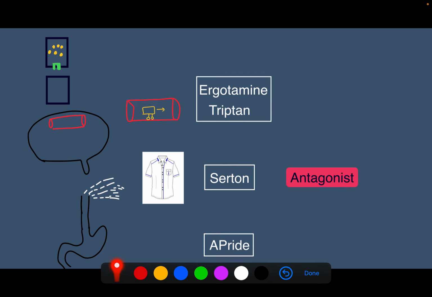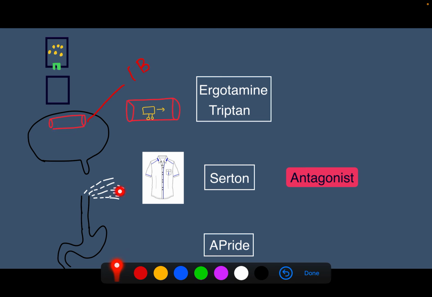Now for this you have to remember. First of all, which is the receptor here? We know it is 1B, right? So now you have to imagine that in this blood vessel, someone's car is going for a trip, right? And we know what these triptans or ergotamine do. They cause vasoconstriction, so the migraine headache can be cleared here, right? So the 1B agonists are ergotamines and triptans.